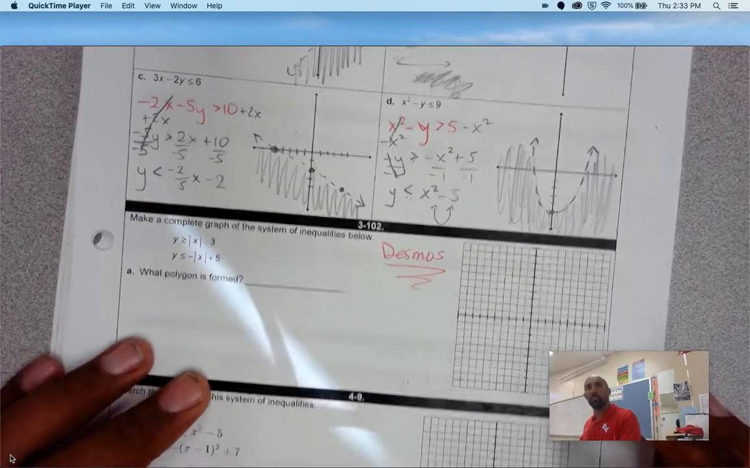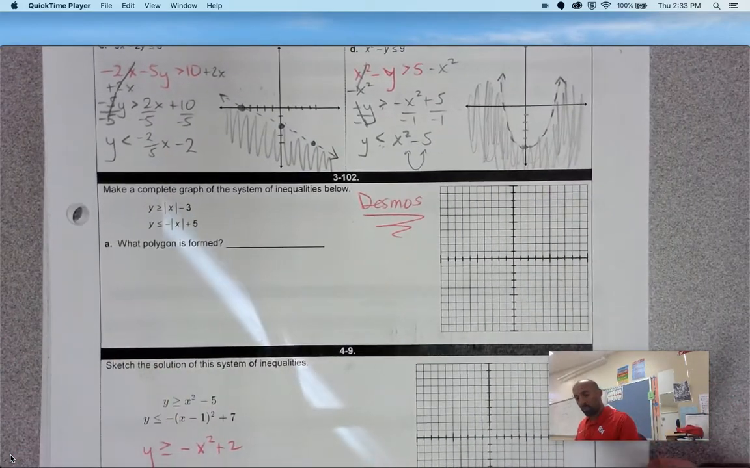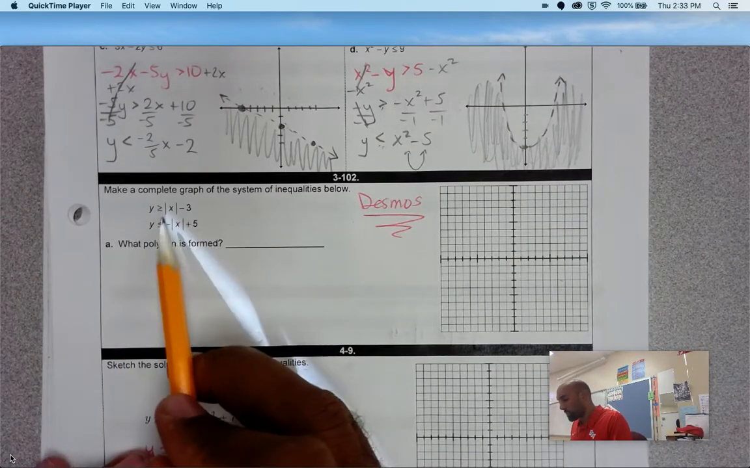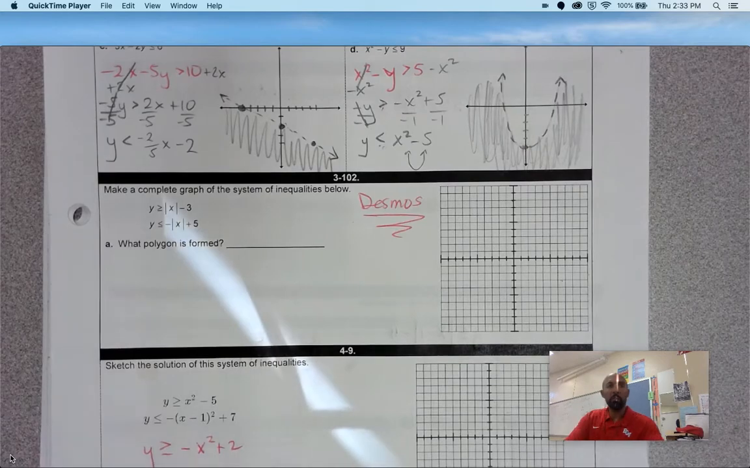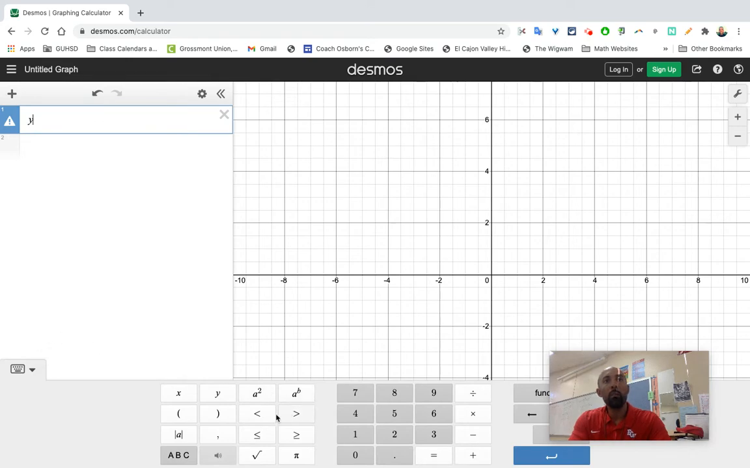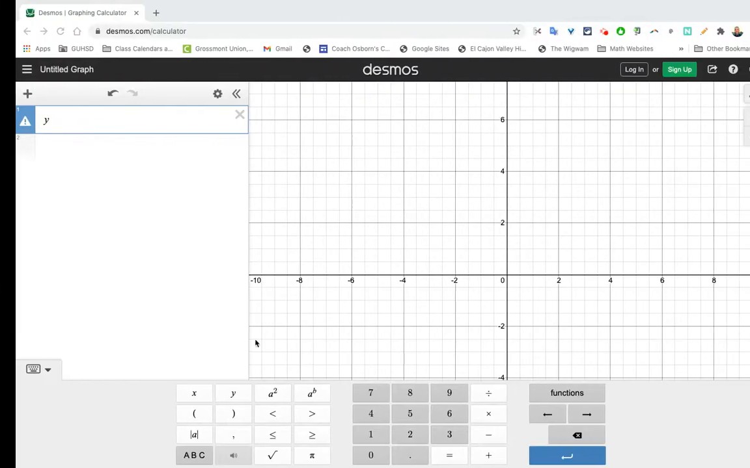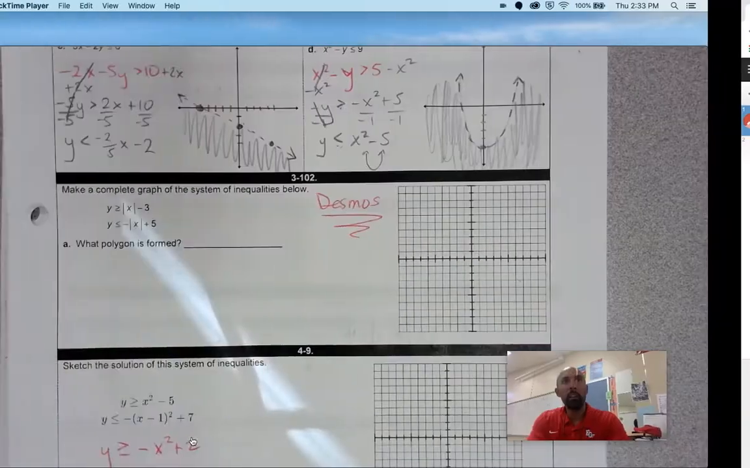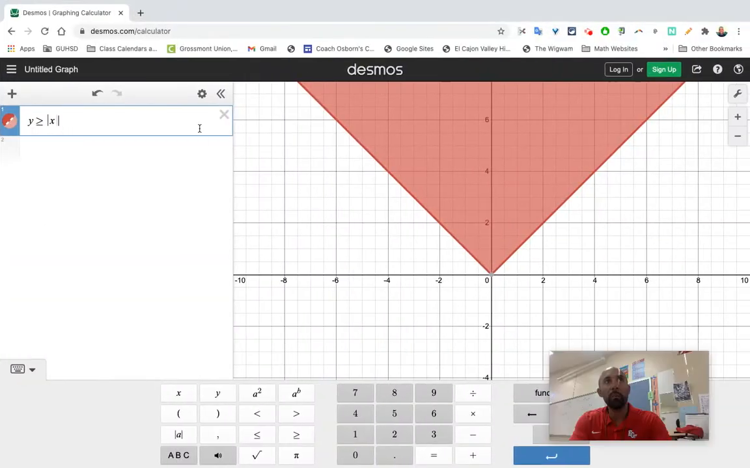Okay, so now on these ones, we're going to use Desmos. I want you to go ahead and use Desmos for this one. So basically, just graph these. Go to Desmos and graph these. I'm going to hide this little thing here. Okay, so then y is, what do we got? Greater than or equal, so that's right here in Desmos. And then the absolute value of x, and then over here is minus, so -3.